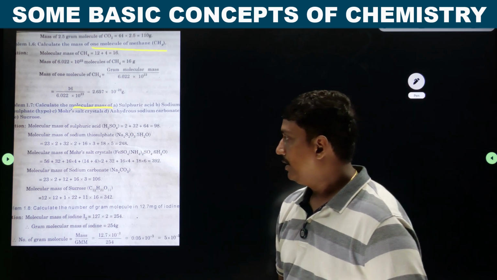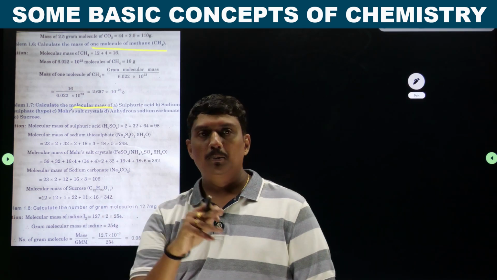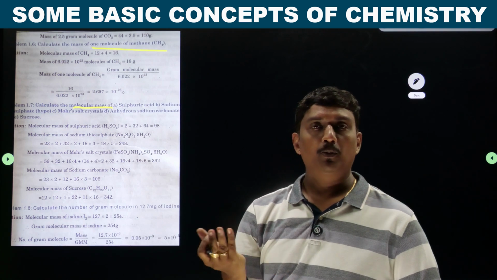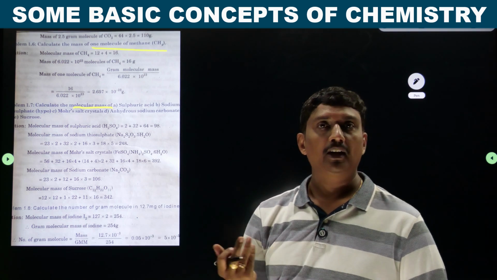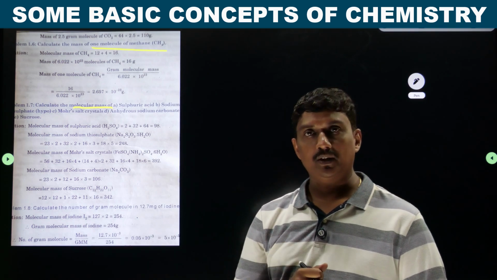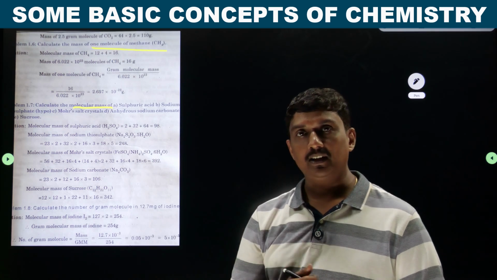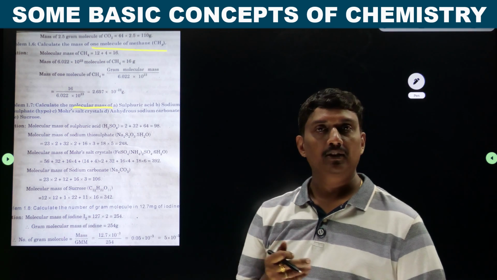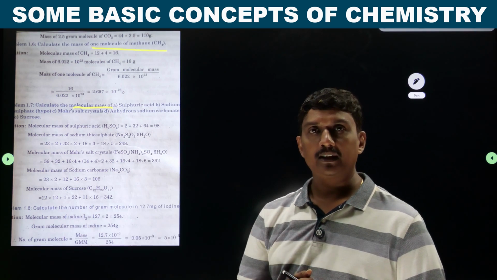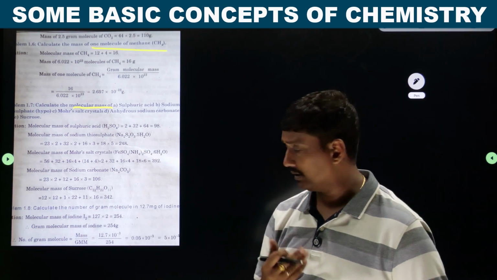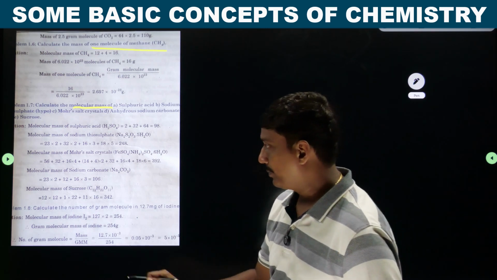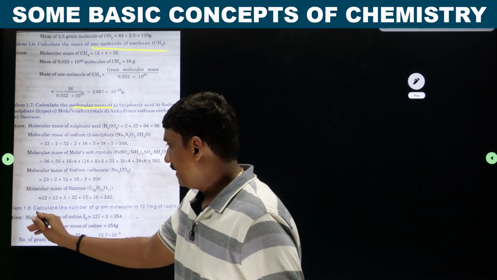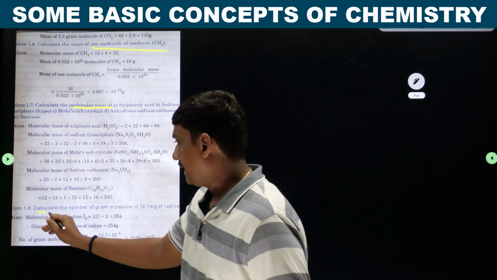Fine. Like this, you can calculate the molecular formula of different compounds. Hydrogen peroxide, H2O2, carbon monoxide, CO, nitric acid, HNO3, hydrochloric acid, HCl, sodium chloride, NaCl, potassium chloride, KCl. Simple molecules you can calculate by yourself. Okay. Now, we are discussing another question.